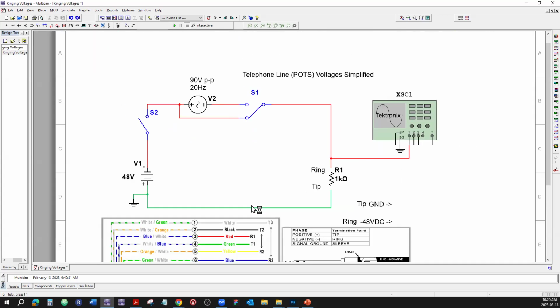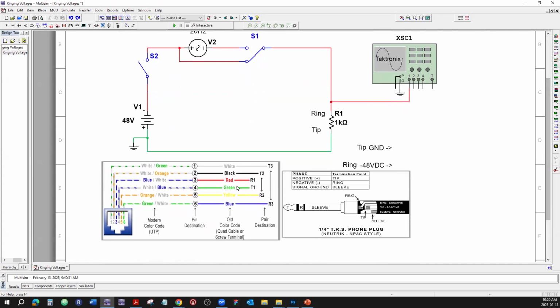I also use the colors of the tip and ring. See here, tip. The first pair is green and red. The second pair is black and yellow. And the third pair would be white and blue if there were three pairs. That's the old color code. You can still see that.